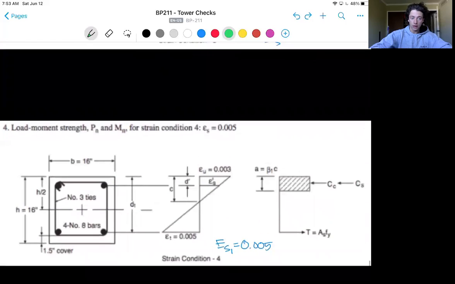In condition 4, the bottom steel strain is at its limit for a tension controlled section. So we'll take that ES1 to be 0.005. And we'll just give a unit to that.